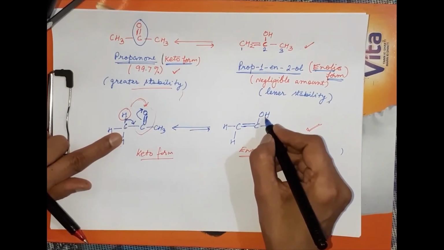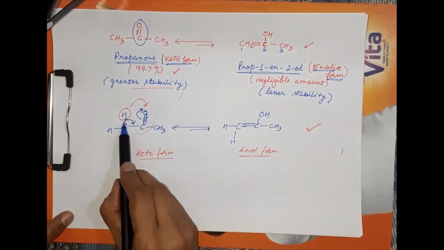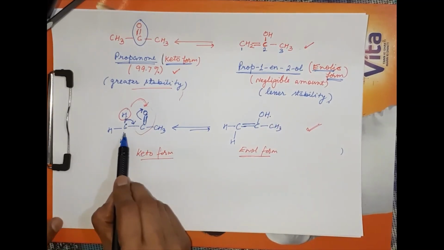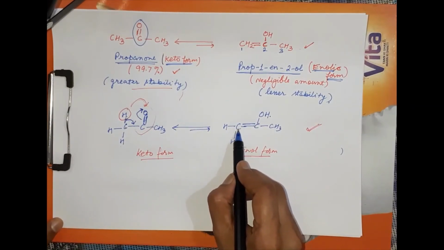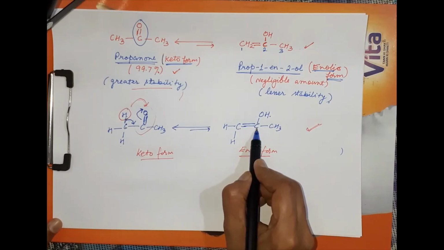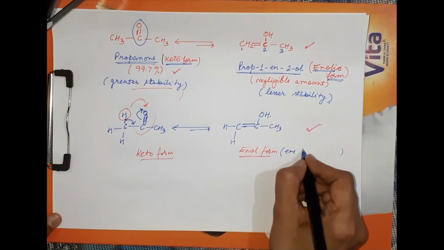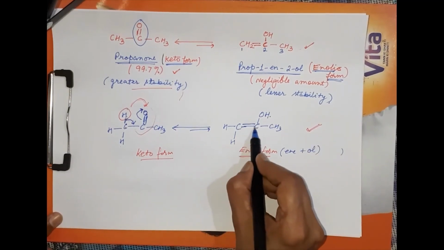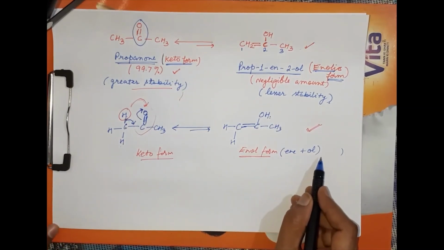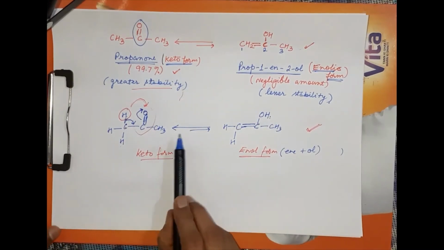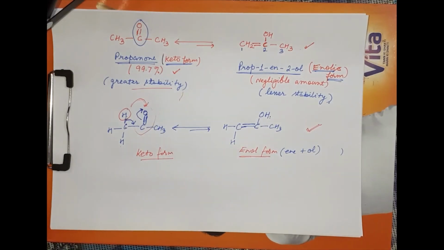here on this carbon it will have one OH group, hydroxyl group, and because this bond and this bond are breaking, there will be the formation of a double bond between both these carbon atoms. So that is why this is enol: en plus ol, one double bond and one OH hydroxyl group is there, and enol is formed, and the dynamic equilibrium is established between both these keto and enol forms.